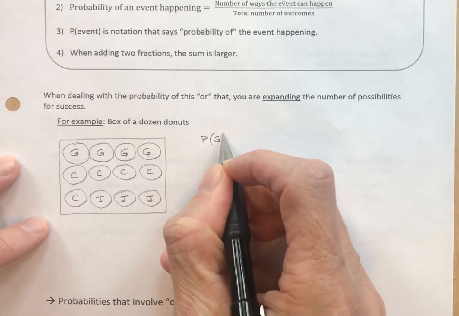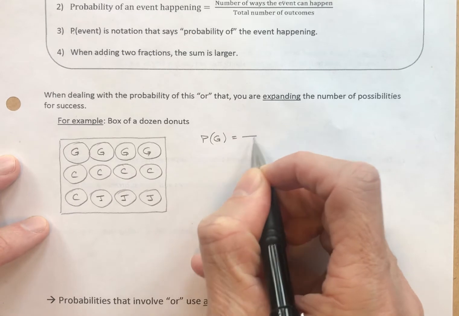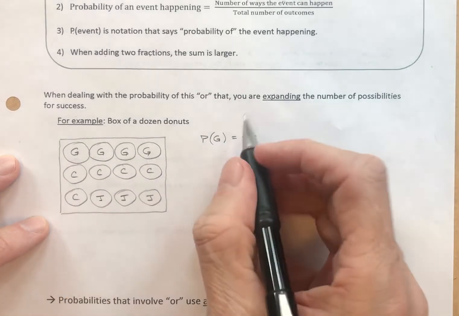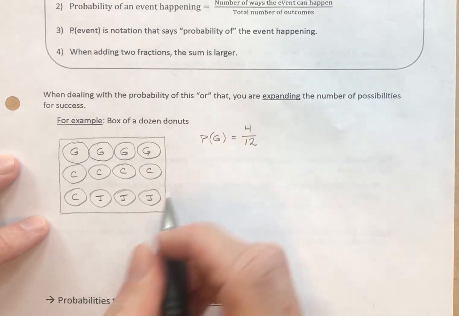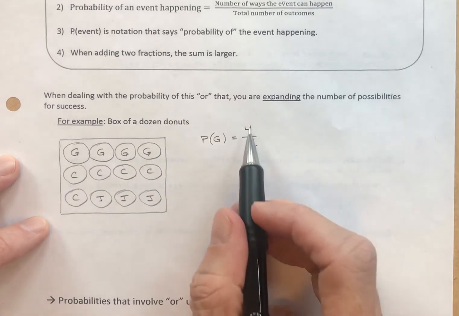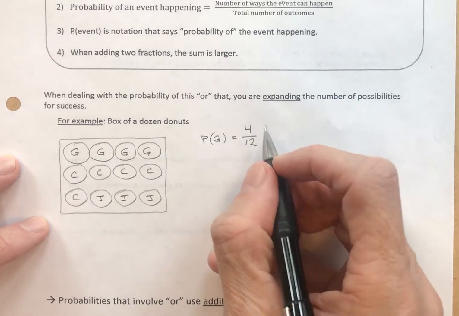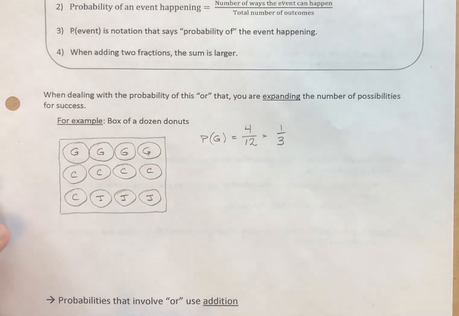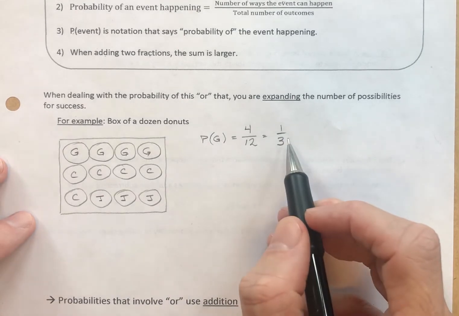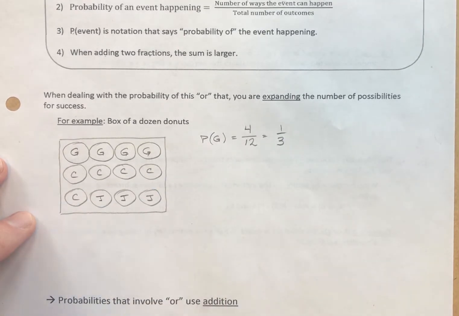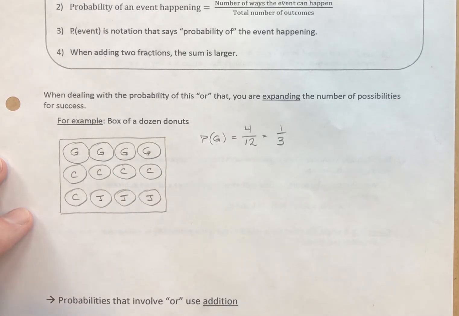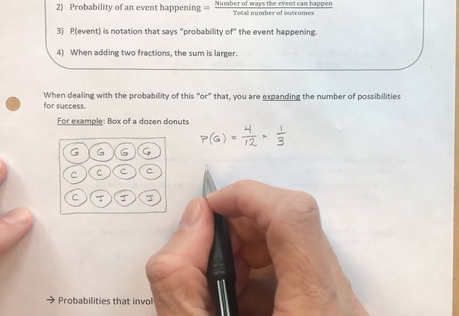So what is the probability of reaching into this box and pulling out a glazed? Well, there are 12 donuts and there are 4 glazed. So if I reach in and pull out a glazed, I have a 4 in 12 chance of doing that, which of course simplifies to 1/3. I have a 1 in 3 chance. If I reach in blindly and pull out a donut, there's a 1 in 3 chance it will be a glazed.